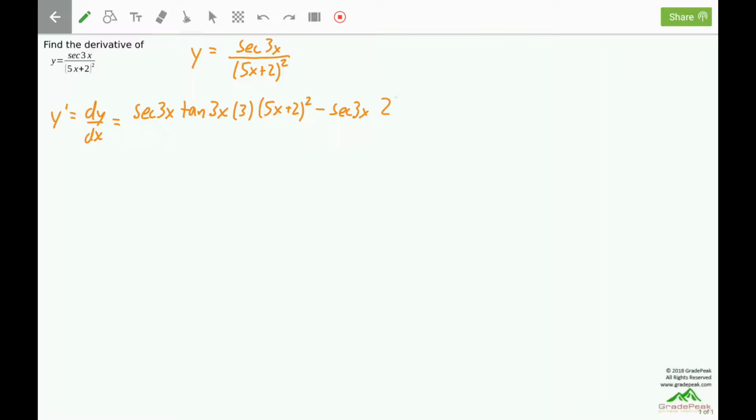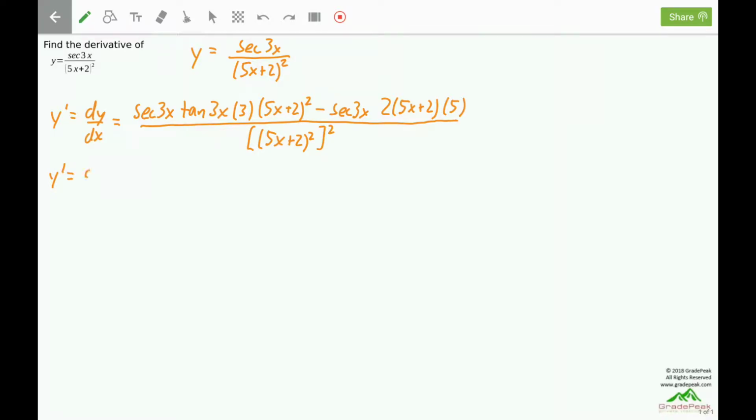Well, the denominator is a power rule. We bring down the 2. We subtract 1 from it, and then we multiply it by the derivative of its inside, which will be a 5. All of this is divided by the denominator and then squared.